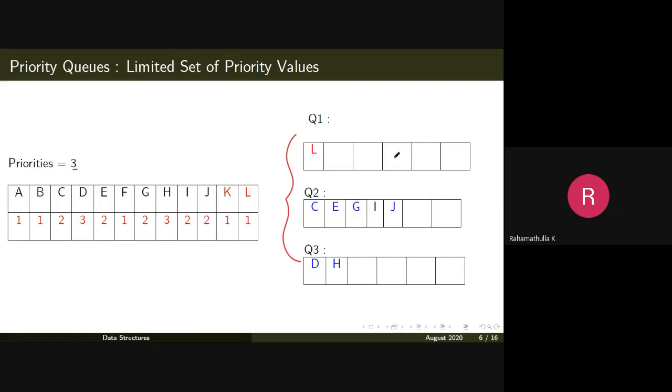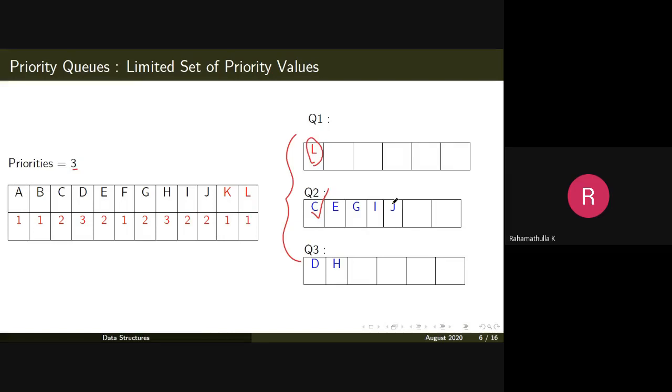If the Q1 is completely empty, for example, if you perform one more delete operation, then this element will be deleted. Then one more delete operation, this element will be deleted. So the elements will be deleted or served based on the priority. So that is the idea behind priority queues.